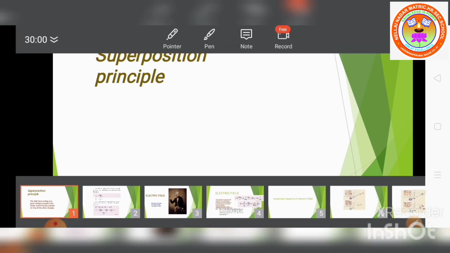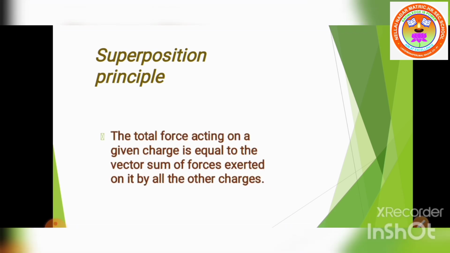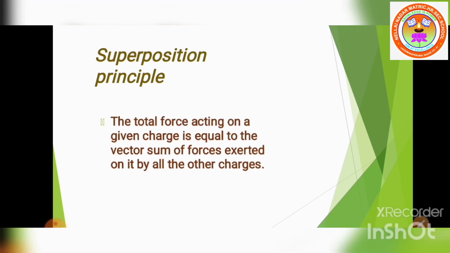According to this superposition principle, the total force acting on a given charge is equal to the vector sum of forces exerted on it by all the other charges. So this is the statement of the superposition principle. The total force acting on a given charge is equal to the vector sum of forces exerted on it by all the other charges.